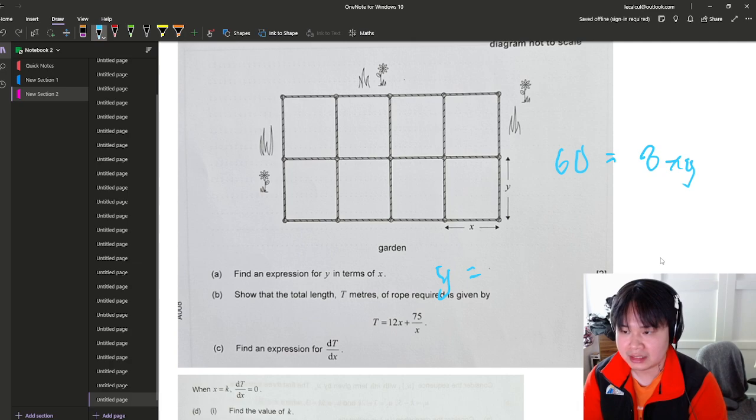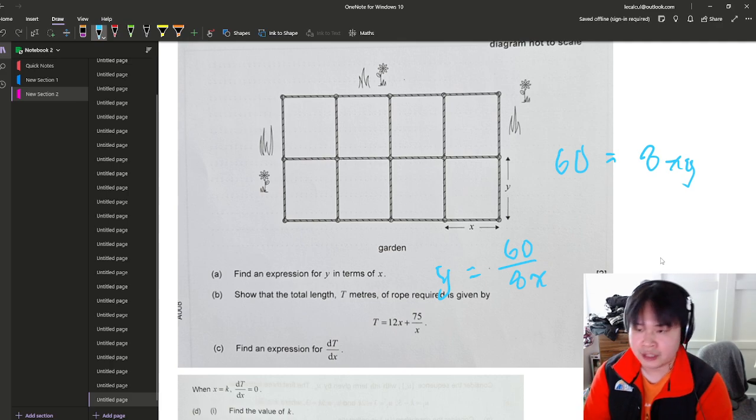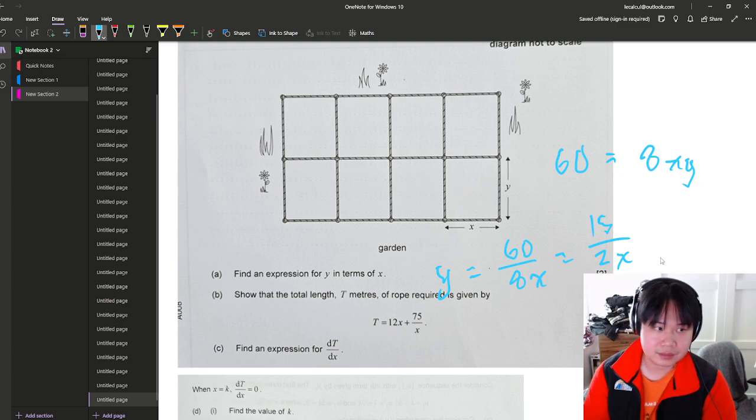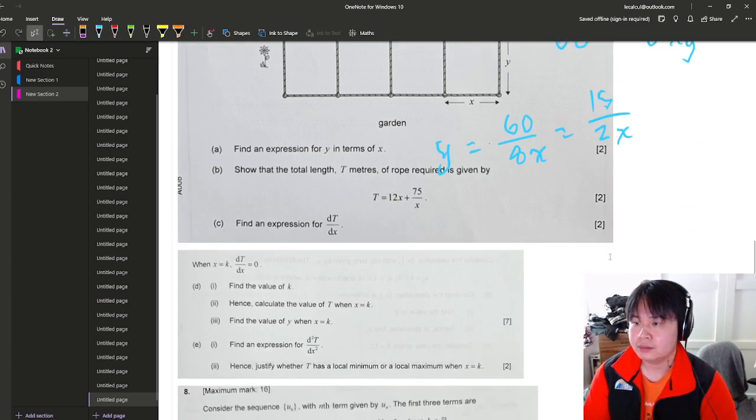So we isolate this. So we get 60 over 8x, and then 60 over 8 can probably reduce to something. 60 is divisible by 4, no? Is it divisible by 8? No, it's not. So 2x, and then 15. There you go. So 15 over 2x.